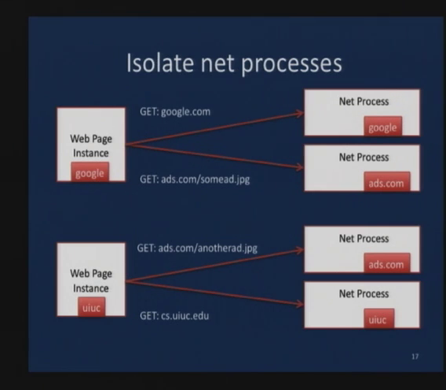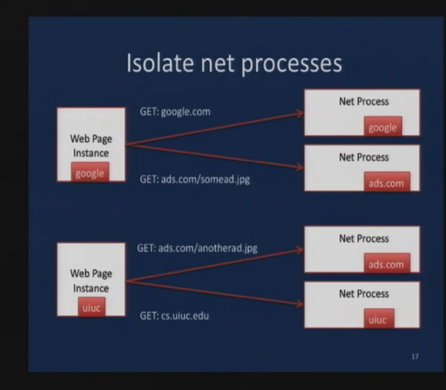Now, the Google web page is going to visit google.com to get the main HTML. Maybe it grabs a few ads. Likewise, UIUC is going to go to cs.uiuc to also grab the main HTML. And so one of the things that we did with IBOS is we wanted to separate out the handling of network from the web page instance itself.